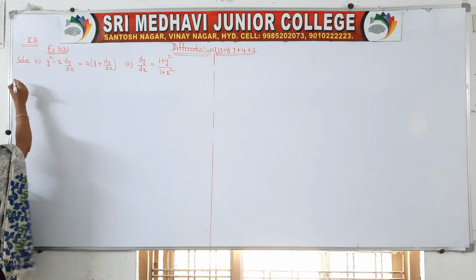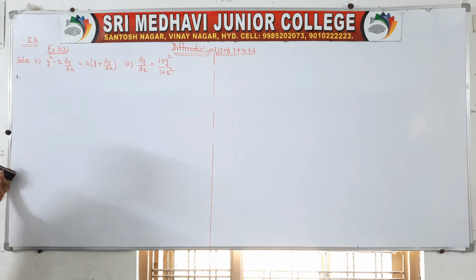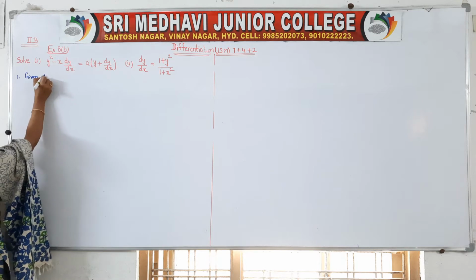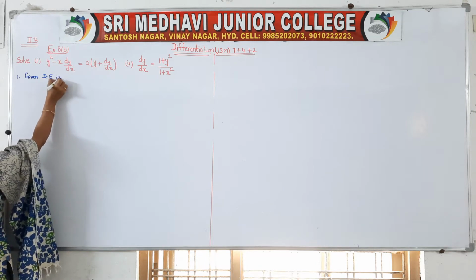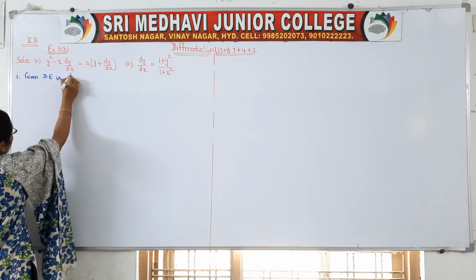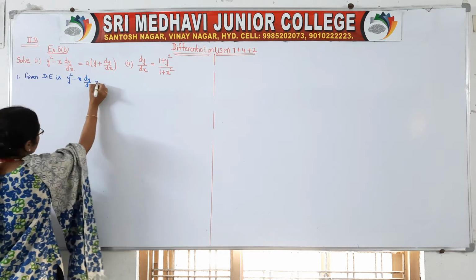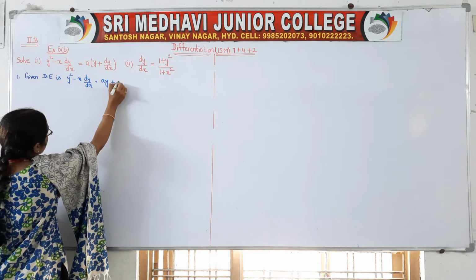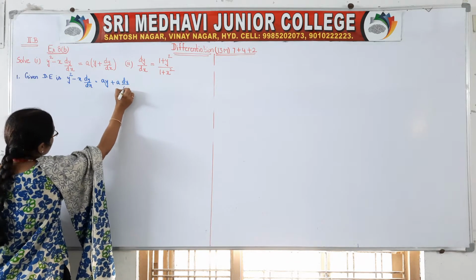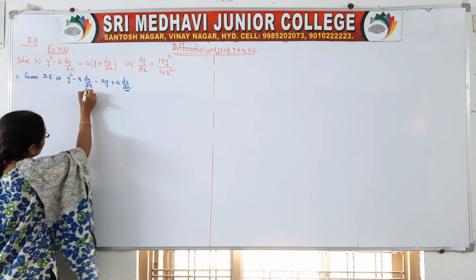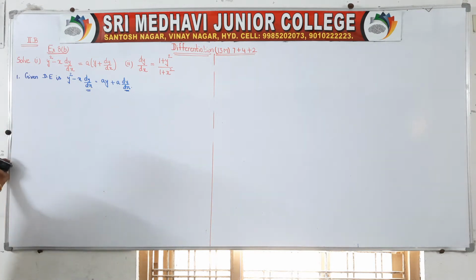Okay, so first, what is the given differential equation? The given differential equation is y square minus x dy by dx is equal to ay plus a into dy by dx. Okay, so try to write dy by dx terms together. Here we are having one dy by dx, here we are having one dy by dx. So try to write dy by dx terms together and the remaining terms together.